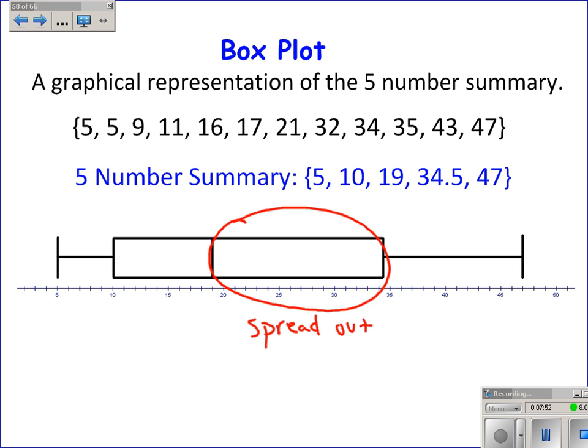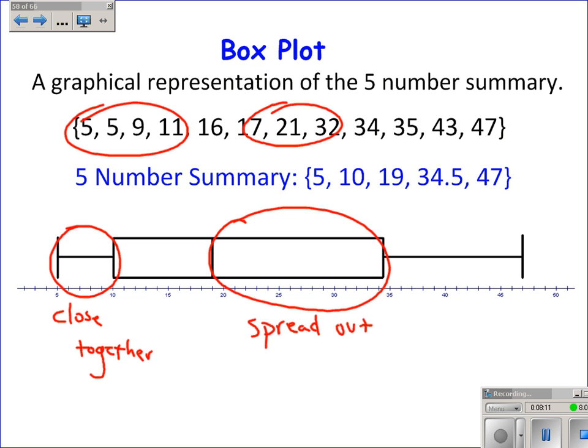Now, if you look at the numbers, you'll say, well, yeah, it is kind of spread out. But I probably wouldn't notice that without looking at the picture of the box plot. Similarly, this is pretty narrow, and so these numbers must be close together. If you go back and look at your numbers, you'll say, yeah, these are pretty close together. And so you can see things in the data that you wouldn't otherwise notice when you find the 5-number summary and the box plot.